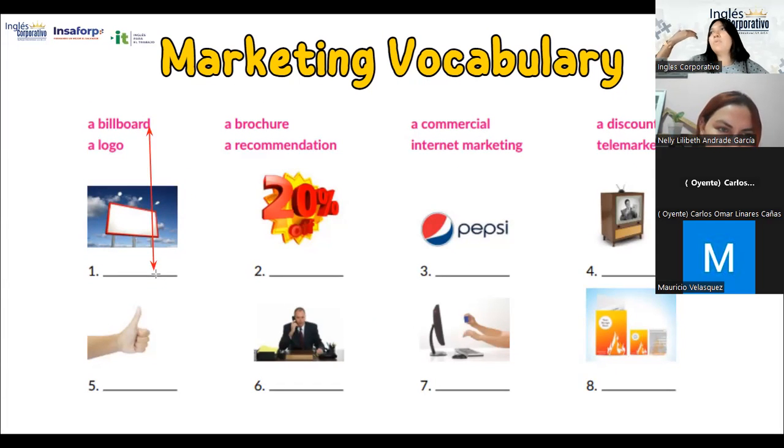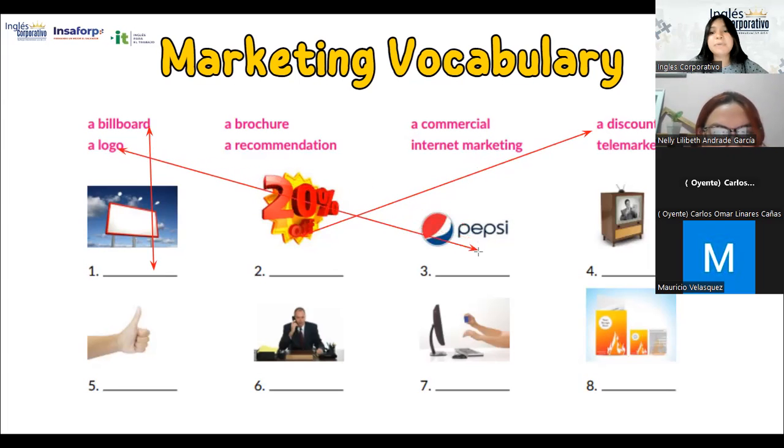We see billboards whenever we are out, when we go to any place, actually, we see billboards. Okay. Number two. What is number two? A discount. Perfect. Number three. A logo, yes, perfect. Number four. A commercial. Okay, a commercial. Number five. A recommendation. Okay. And where is it? Yeah, here it is. Number six. What is number six?